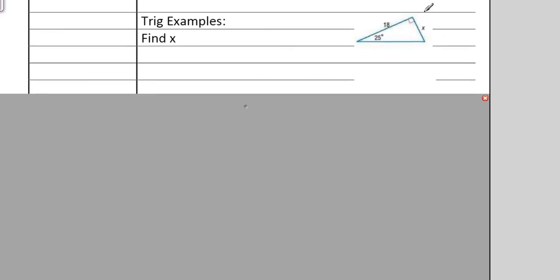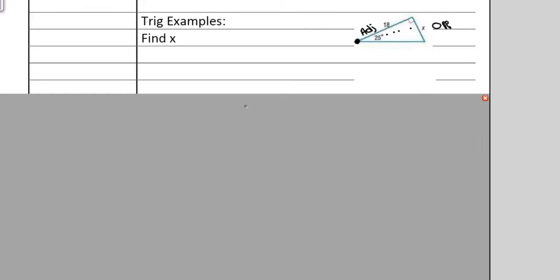So the first step that we do, we look at the angle we're given, 25 degrees, the acute angle that we're given, and we label each side according to what it is in relationship to that angle. So this side, x, is the opposite side to 25. It's across from 25. And this side, 18, is touching the angle 25 degrees. It's called adjacent to. So right off the bat, I label opposite and adjacent.